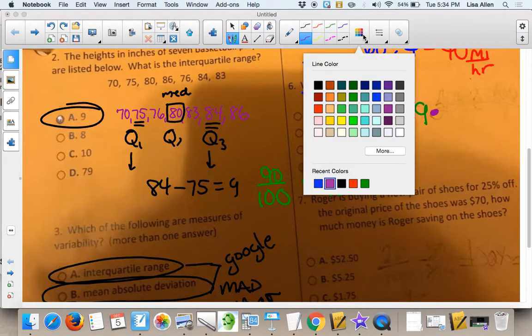I need another color here. So we're going to go, let's go orange. No, I can't go orange. I'll go turquoise.